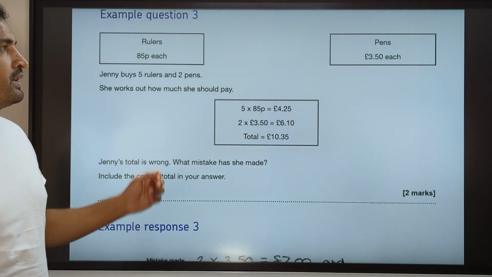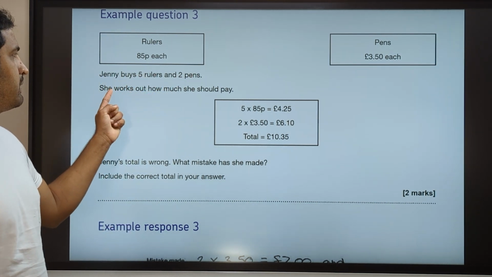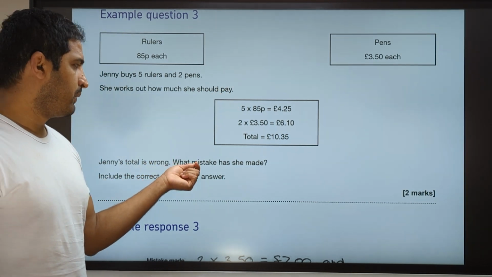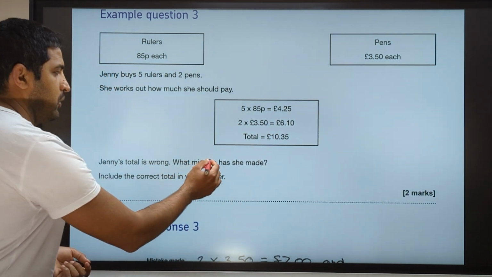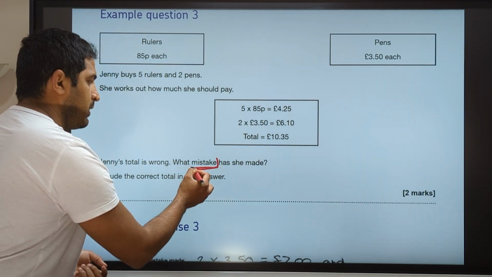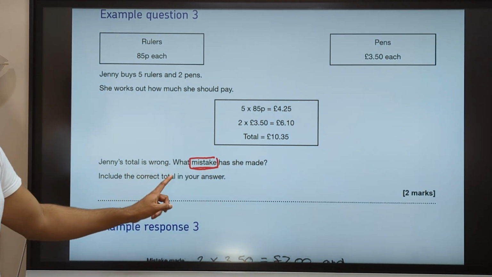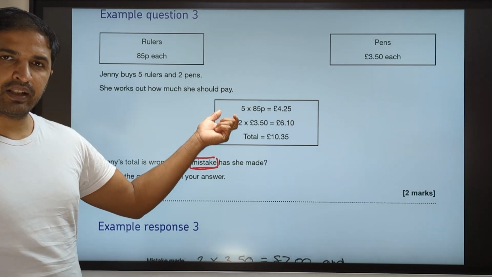Another example, same. Jenny buys 5 rulers and 2 pens. She works out how much she should pay. Jenny's total is wrong. Work out what mistake she has made. So pay attention to the word here. It's just a mistake. What mistake has she made? Include the correct answer and the totals. 2 marks.